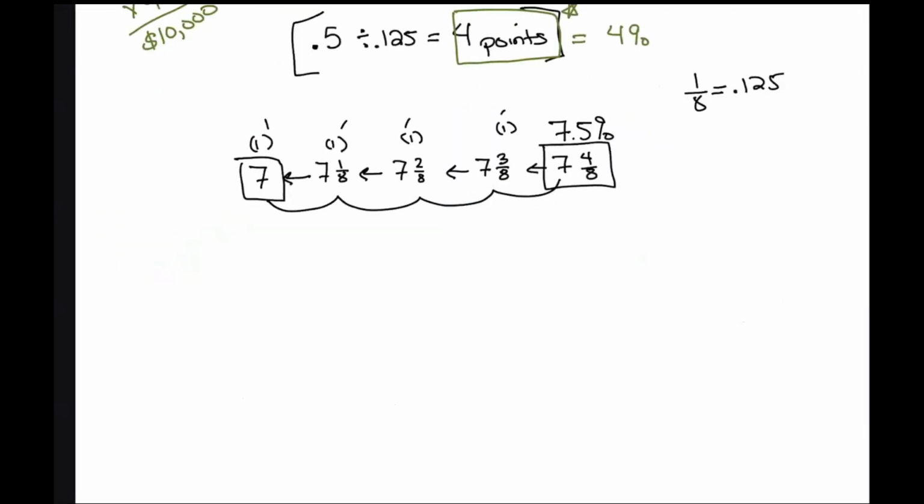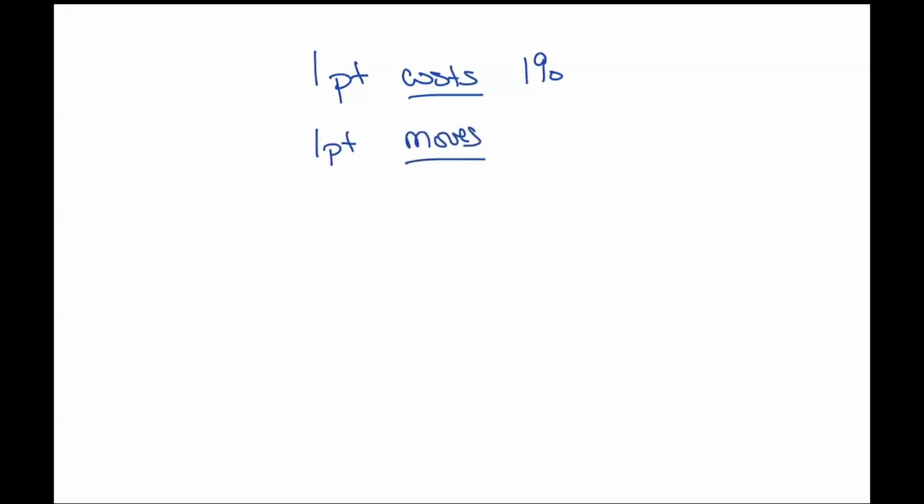And overall, what I want you to remember when it comes to points: 1 point costs 1% of the loan amount, but 1 point moves the rate 1/8 of a percent, otherwise known as 0.125. I'm making a note of that so that I can remember that.